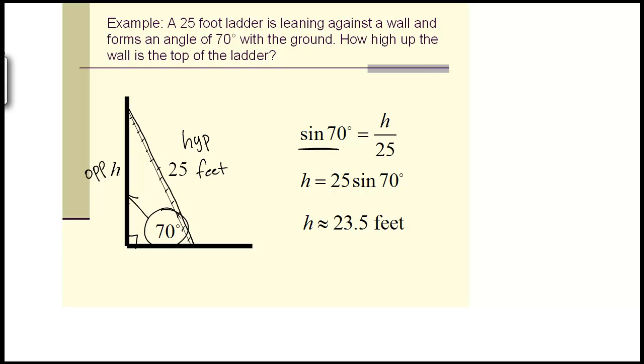This is why sine is being used. Because remember, what is sine? It is opposite over hypotenuse. Because the variable is located in the numerator, this is why we multiplied the 25 times sine of 70. Anytime you're multiplying a side with a trig value, always put the side in front of the trig value. Using your calculator, you should come up with 23.5 feet.